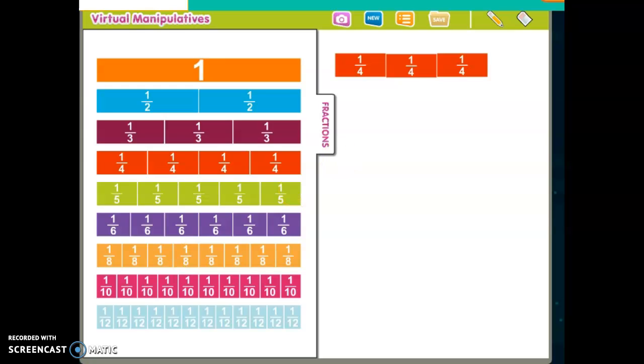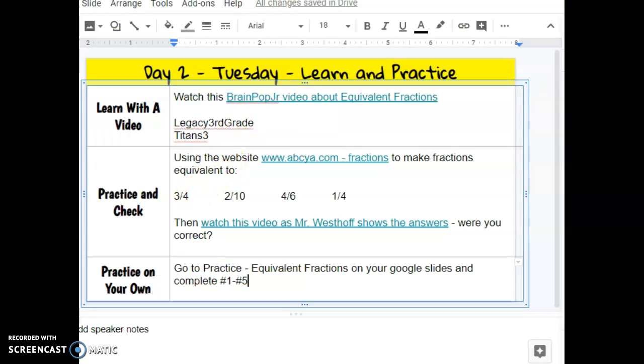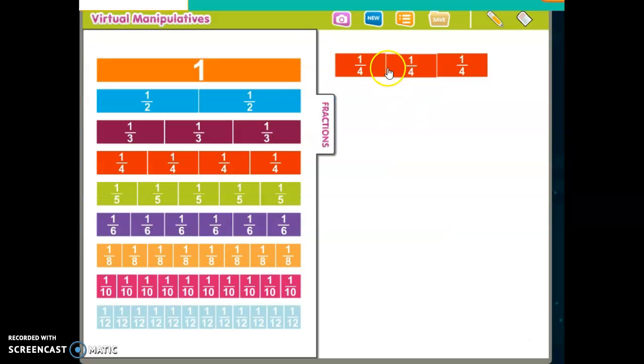Alright, so Mr. Westhoff wanted to see, can you make equivalent fractions? So the first one was 3/4. Well, if I look at 3/4, I could try fifths. Nope, that is not equivalent. But I know that 4 and 8 are related. So 1.